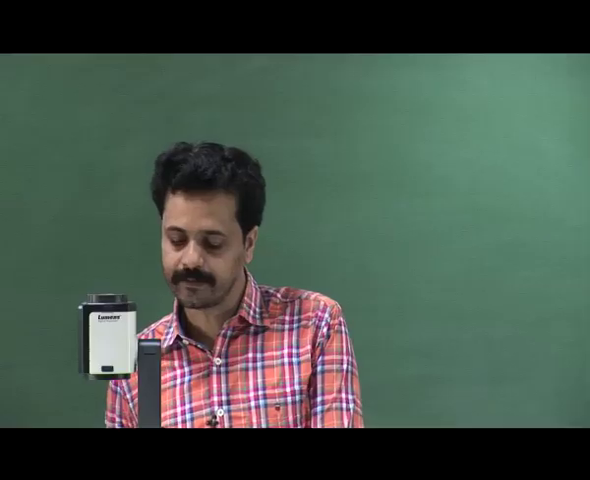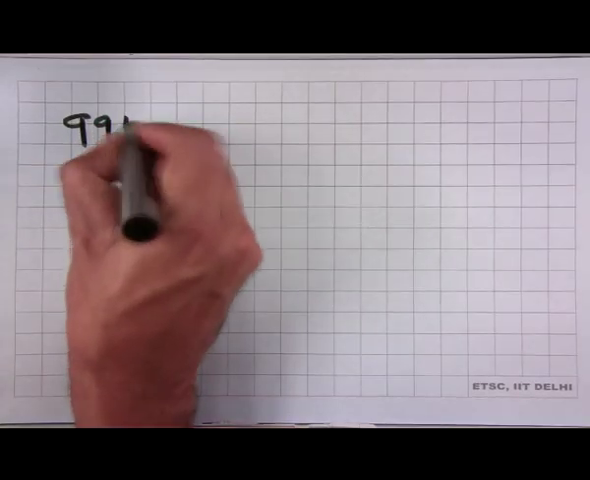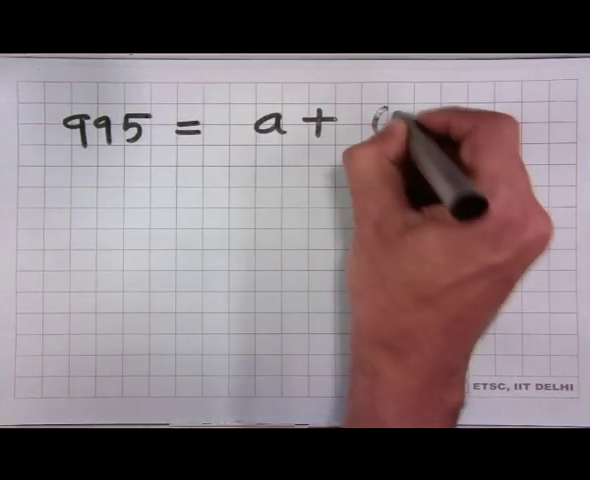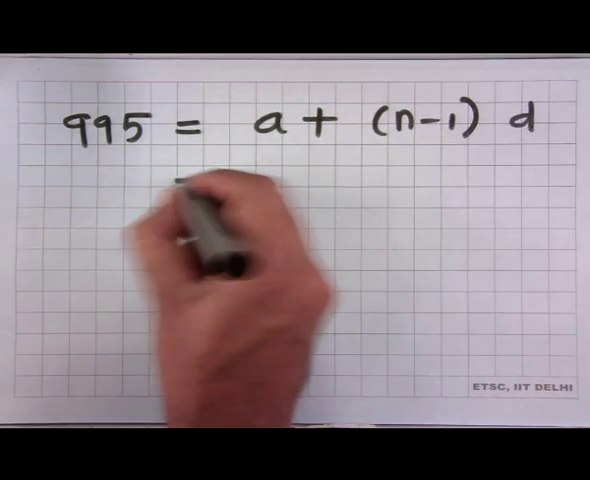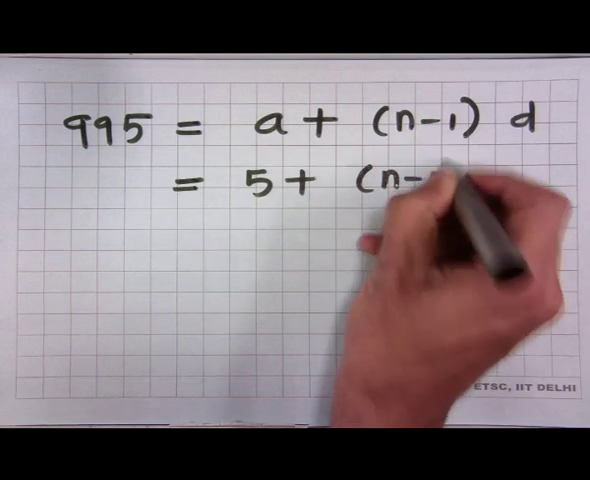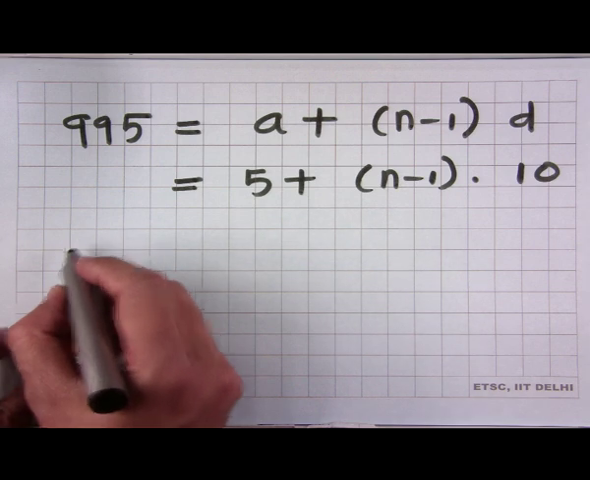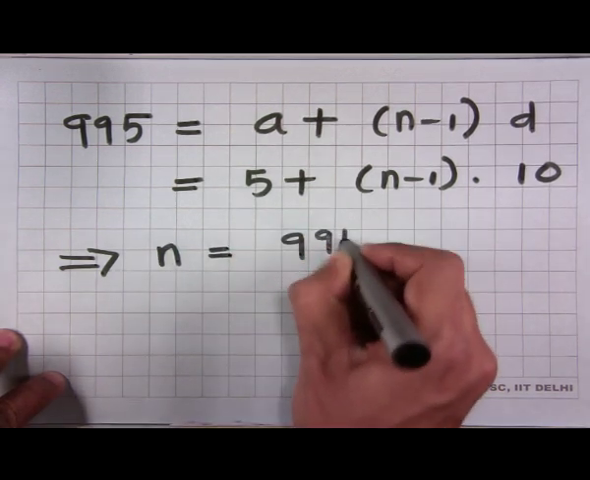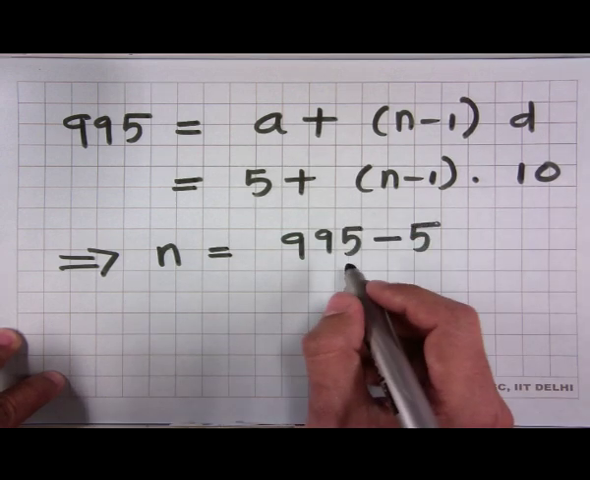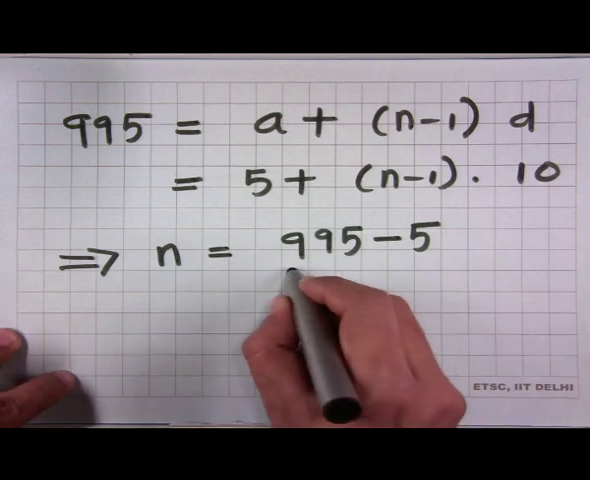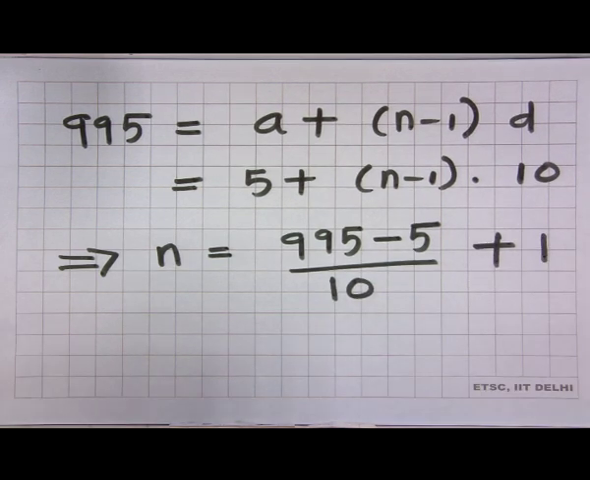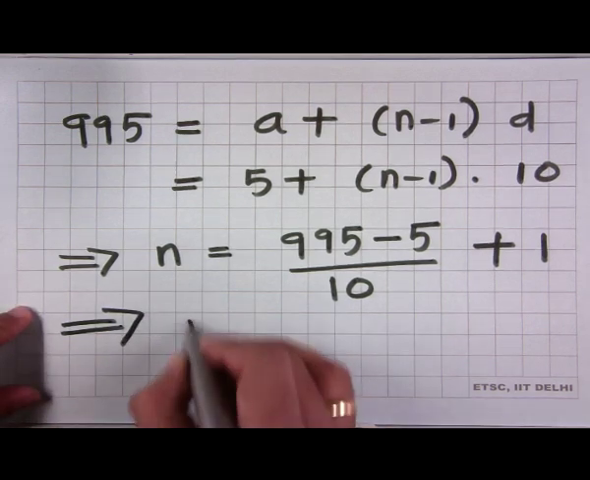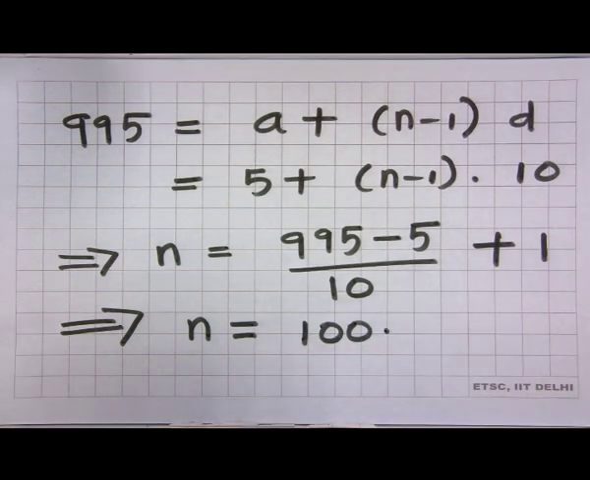Using the formula for nth term, we get 995 is equal to a plus n minus 1 times d, which is 5 plus n minus 1 times 10. Isolating n, we get n equal to 995 minus 5 by 10 plus 1. That implies n equal to 100. Thus, 995 in the given list is in fact the 100th term.